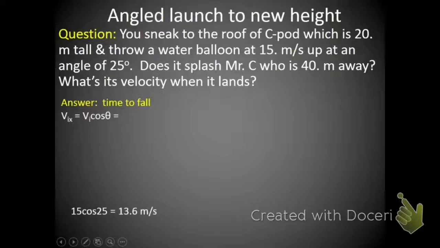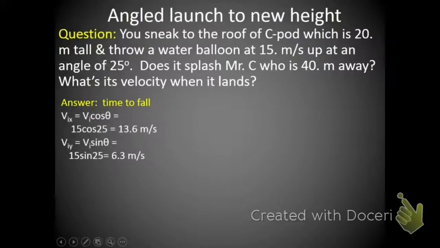We want to figure out its initial velocity in the x and the y, just like we did in the previous problem. We're going to take the cosine for the x value and the sine for the y value. So now we have an initial x speed and an initial y speed. How fast it's going up, how fast it's going over.